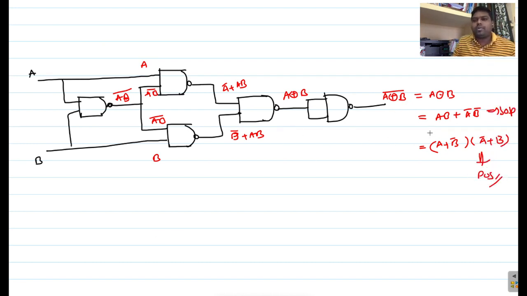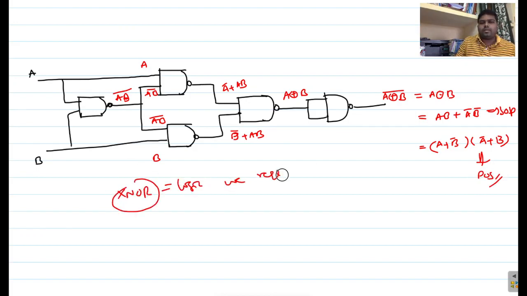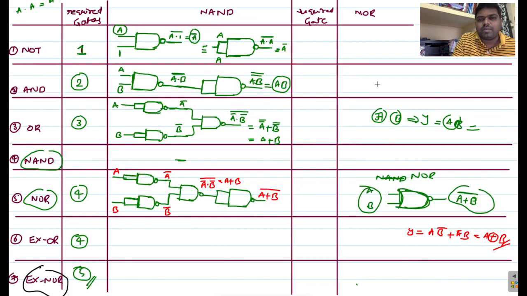So this is about XNOR logic. So in order to implement this XNOR logic, we require 5 NAND gates. Okay, so this is 1, 2, 3, 4, 5. Total 5 NAND gates are required. So this is the implementation part.